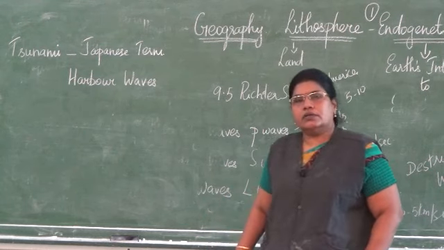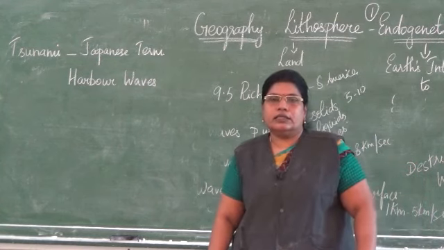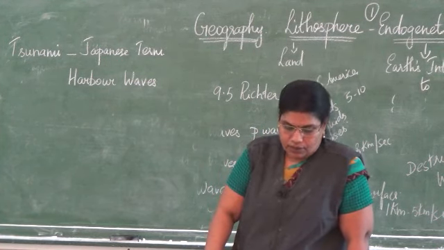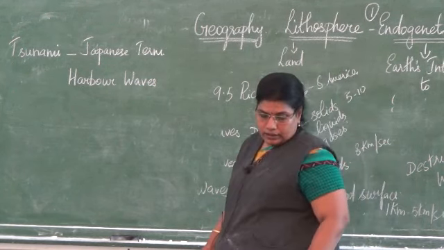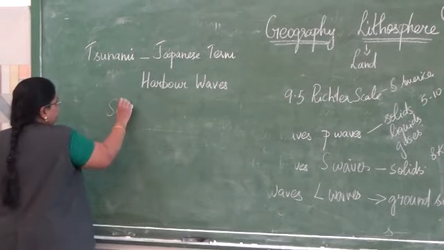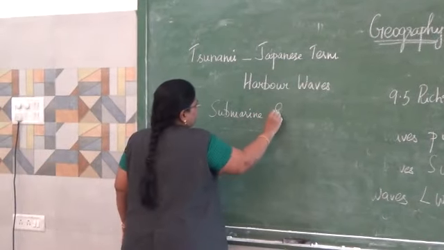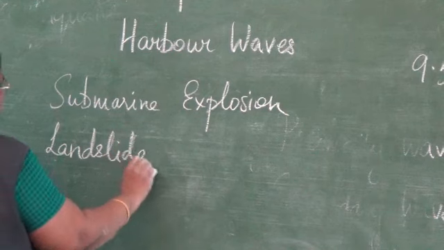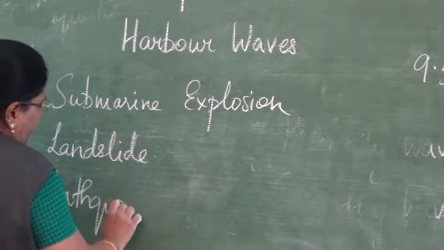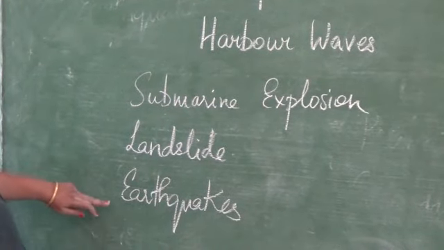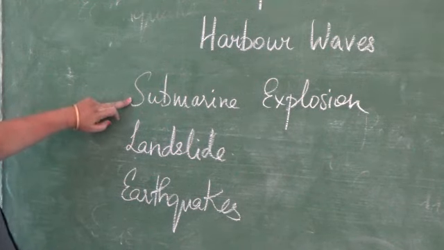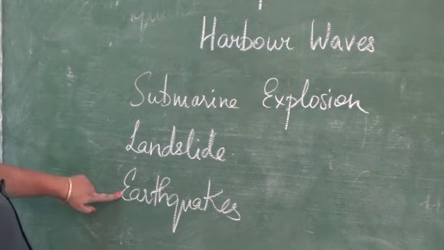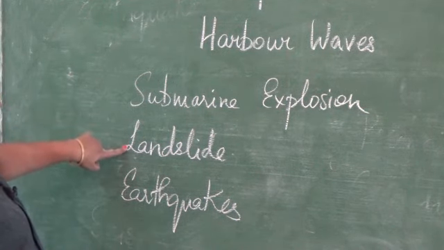All earthquakes do not cause tsunami, but sometimes earthquakes generate sea waves that cause tsunami. It may also be caused by submarine explosions and landslides. So tsunamis are generated sometimes by earthquakes or landslides, otherwise submarine explosion. These activities take part in the oceanic crust. This takes part in the continental crust.